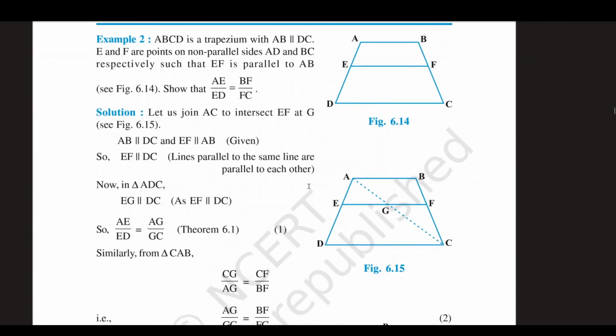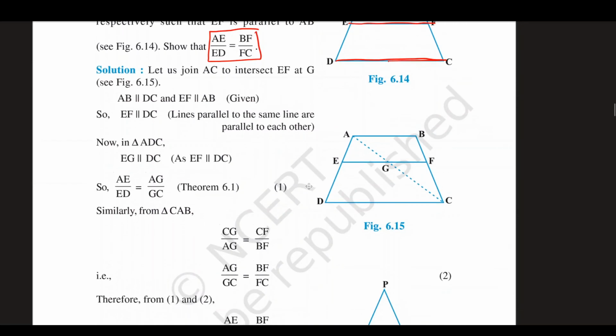Then we have this question. In this, ABCD is a trapezium. The property of a trapezium is that AB and CD are parallel. So AB is parallel to DC, and E and F are points on the non-parallel sides AD and BC respectively, such that EF is parallel to AB. It is given in the question, and we have to show this. In order to show this, let us do some construction. So we are joining A and C.